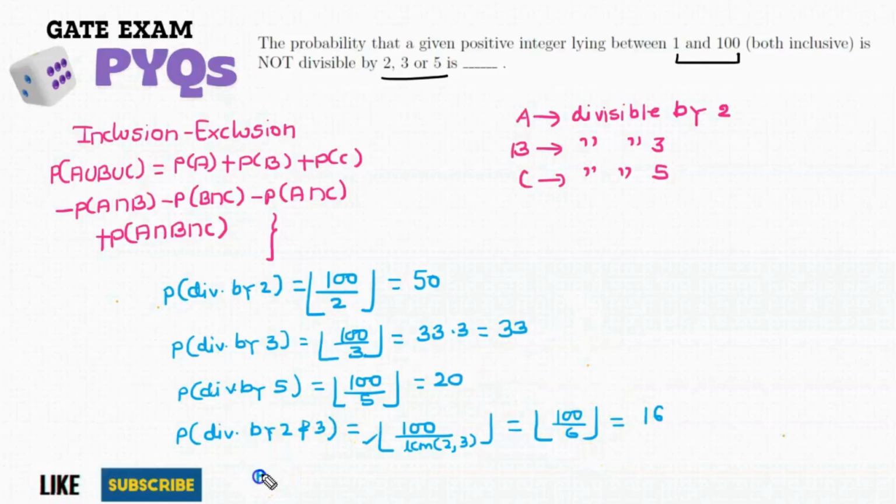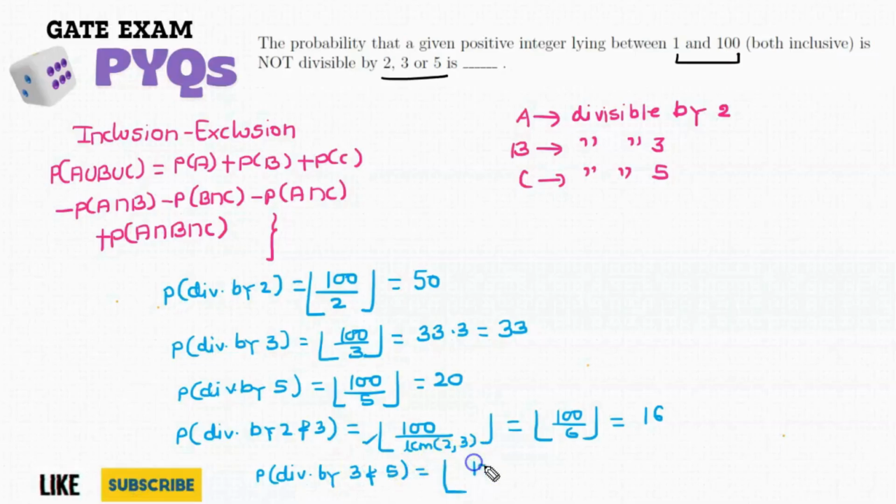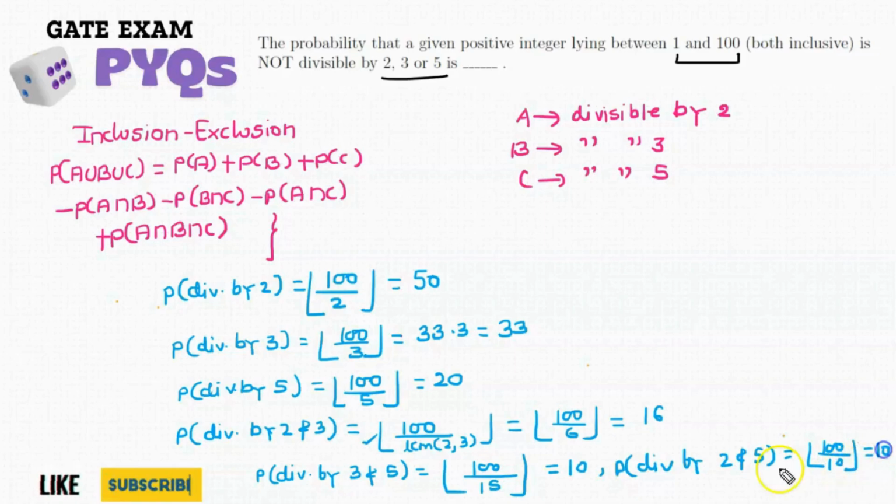Similarly, we can get the probability that it is divisible by 3 and 5. So we do 100 divided by the LCM of 3 and 5, which is 15. And in that case, this comes out to be 10. And finally, what is the probability that it is divisible by 2 and 5? So the LCM is again 10, and if we do 100 divided by 10, we get exactly 10.